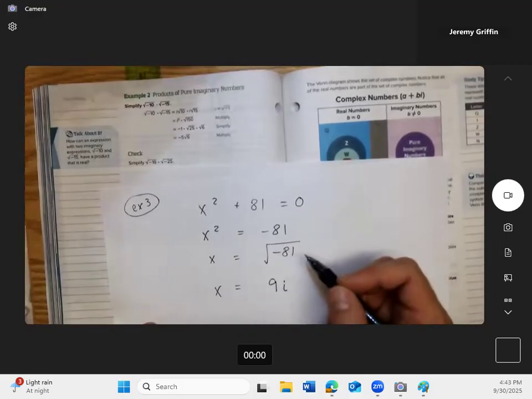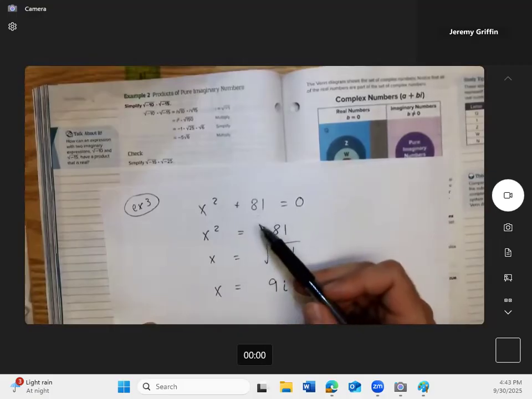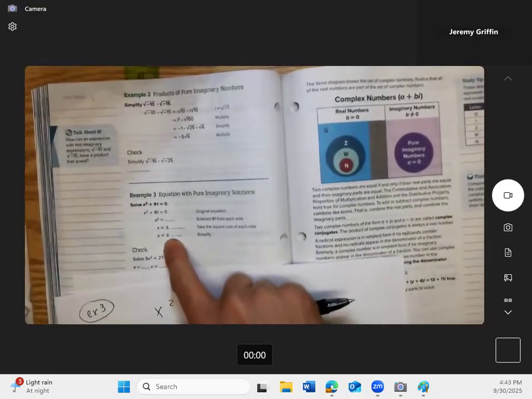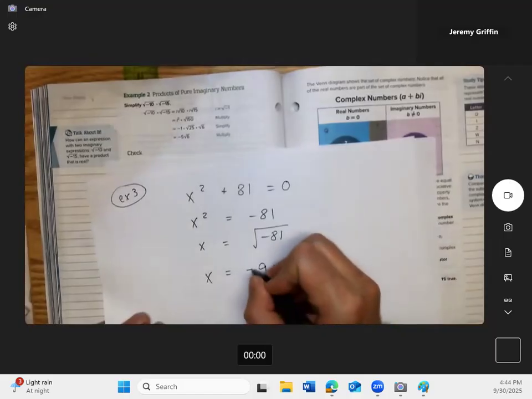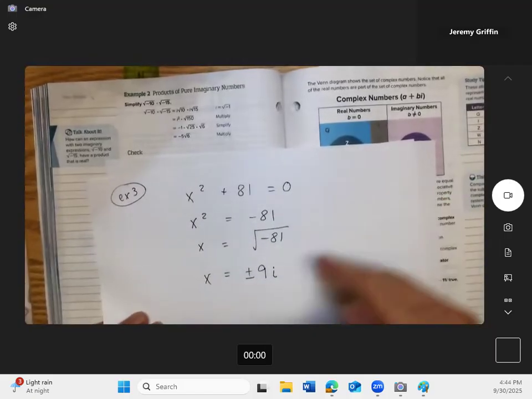You know what? Now that I'm thinking of it, I wonder if this is plus or minus, because I would get that by factoring also. I think this is plus or minus. Let's see what the book says. Yeah, in fact, they did include the plus or minus here. They sure did. I guess because we're taking the square root ourselves, by doing that there would be a plus or minus.